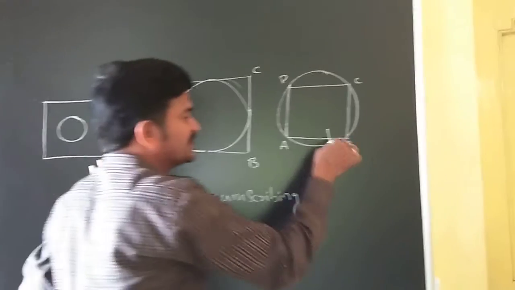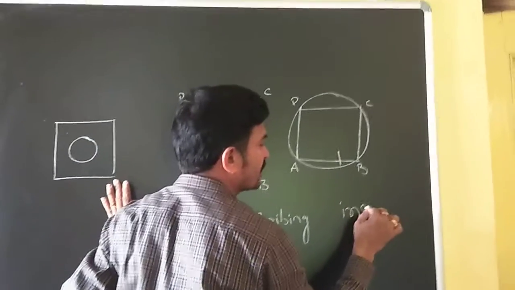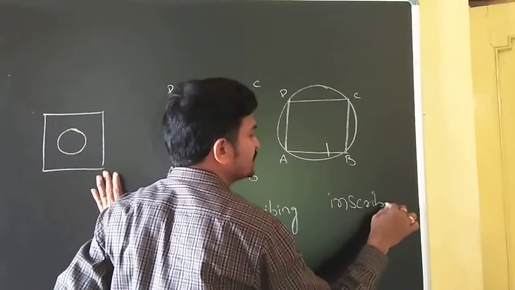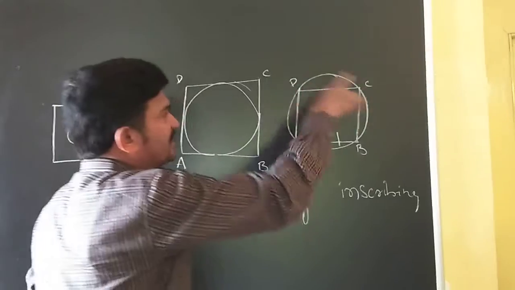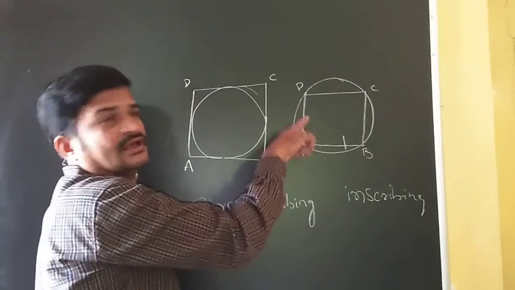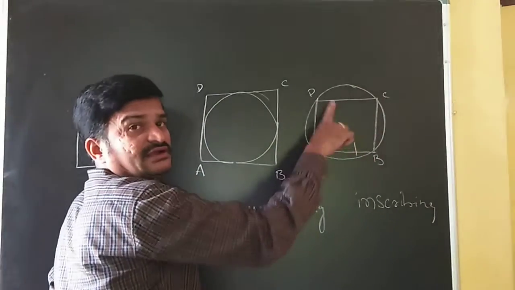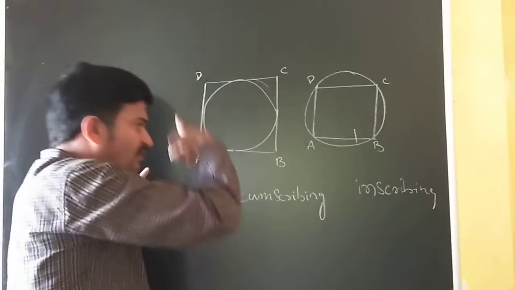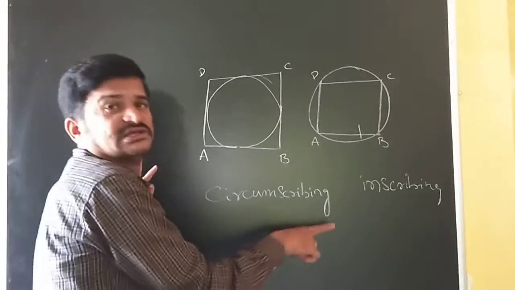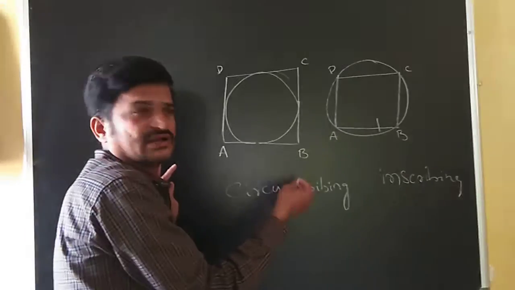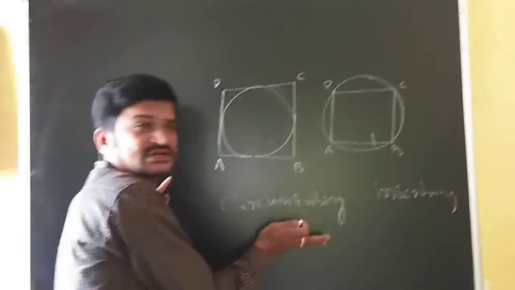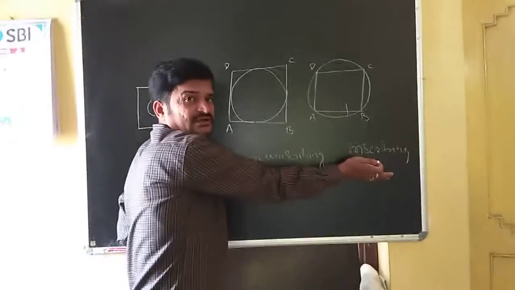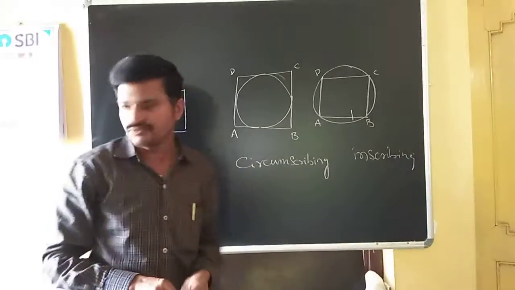Then what is it in this case? This square is inscribed. The square ABCD is inscribed in a circle because it is drawn inside the interior of the circle. So it is inscribing, and as the other is drawn outside of the circle, it is called circumscribing. I hope you all understand what is meant by circumscribing and inscribing, isn't it? Okay. Now coming to our class.